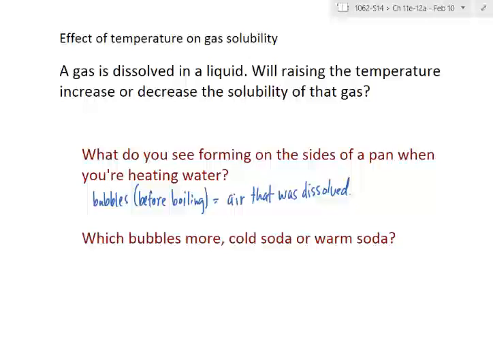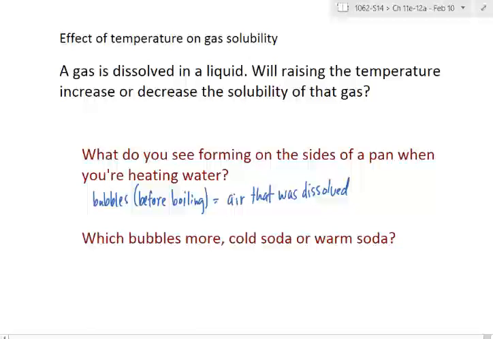The cold one will be bubbly because when it's cold, it's able to retain more of that dissolved carbon dioxide. As it warms up, it's able to hold less of that carbon dioxide, so that's why. I mean, it gets flat over time anyway, but if it's warm, it's going to get flat a lot faster.